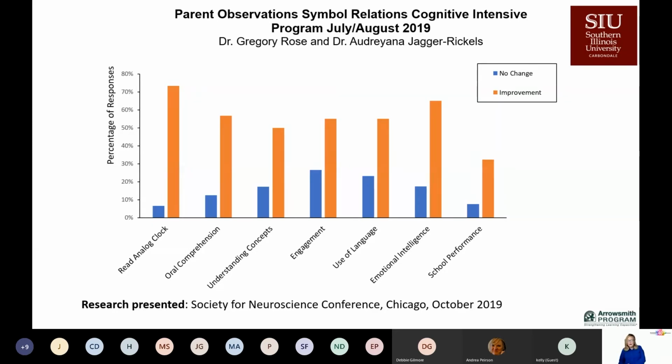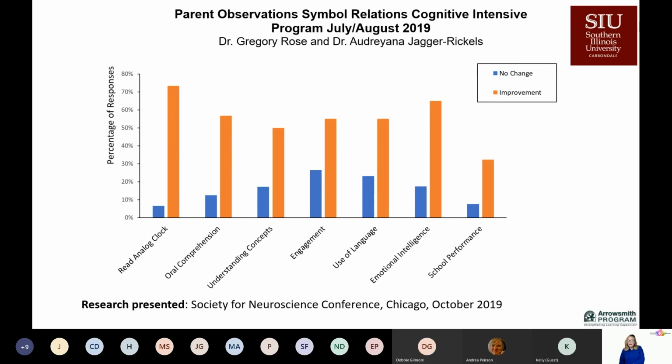And this is a questionnaire which you will be getting at the end of the program and at different points. And what were parents observing in their children after, this was I think about 2 or 3 months after they finished the cognitive intensive program. And obviously, we would expect that they've improved in being able to read an analog clock because that's what they're spending a lot of time doing.